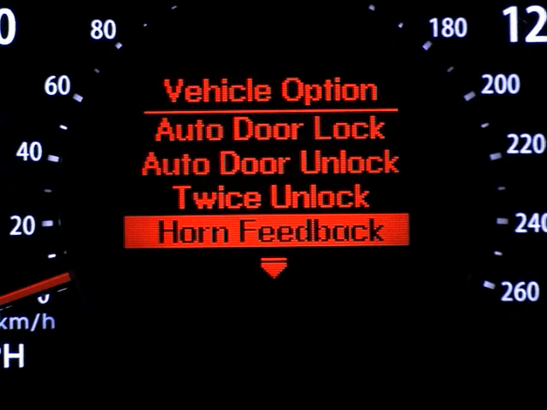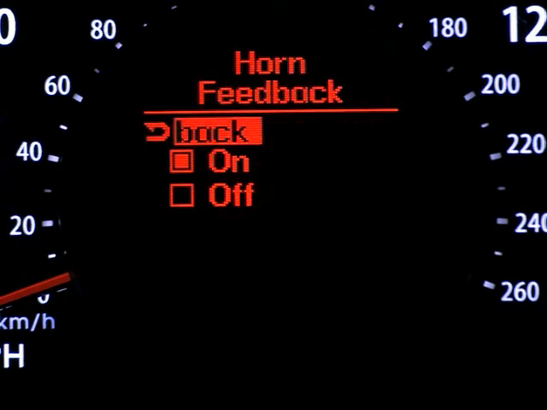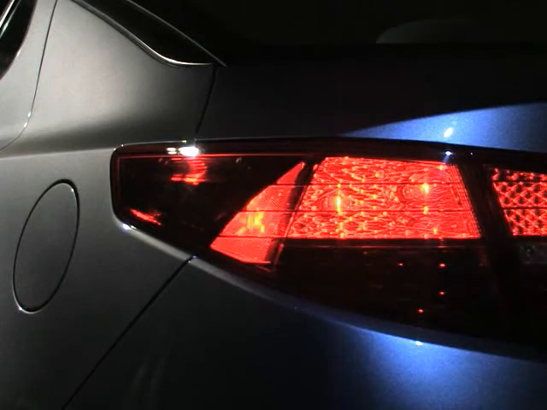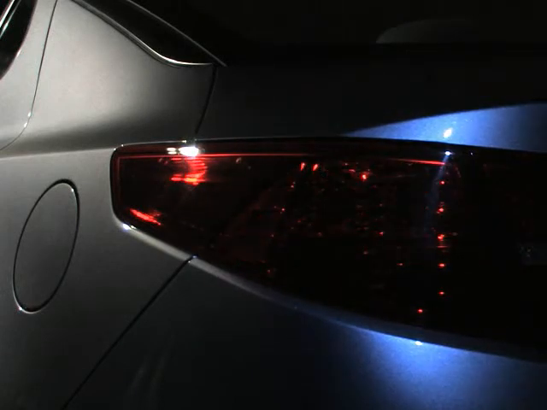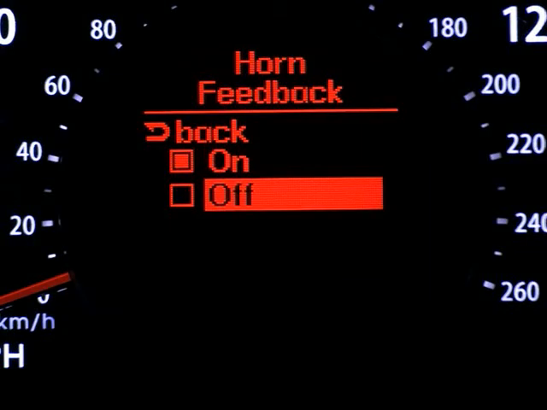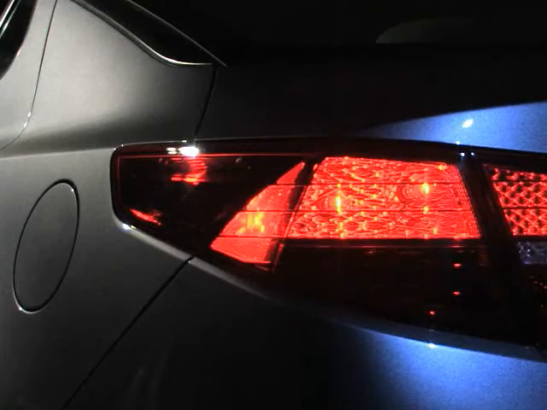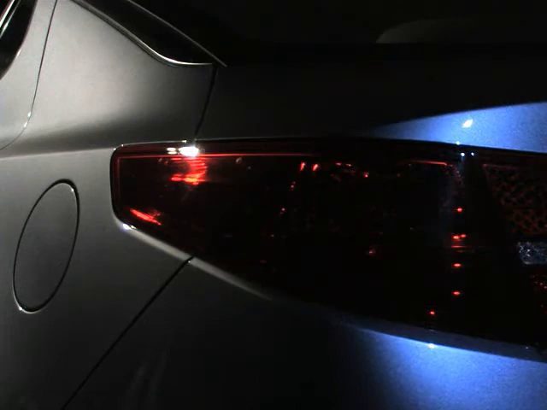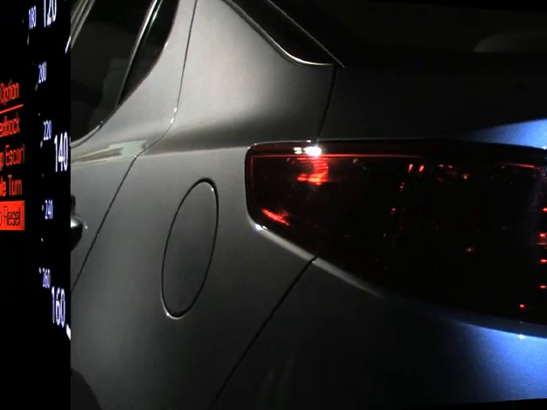When you want to make sure you've locked or unlocked your car with the smart key, you can select the horn feedback feature. When this feature is on, the hazard warning light will blink, and the horn will sound whenever the doors are locked or unlocked using the smart key. If you turn horn feedback off, the hazard warning lights will blink, but the horn will not sound when locking or unlocking the doors with the smart key.